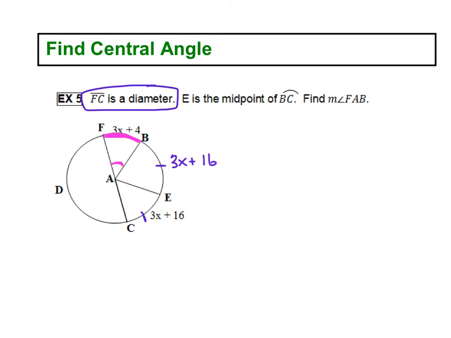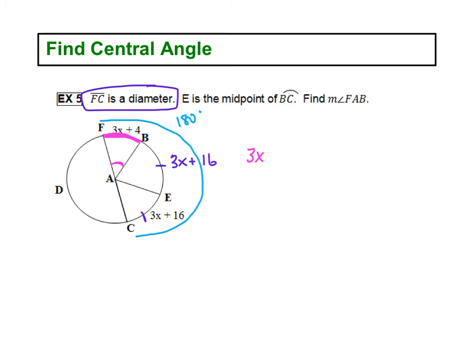FC is the diameter. What that means is that from here all the way over to here is a semicircle, which means that that arc is 180 degrees. And we have that divided into 3 segments. We've got 3x plus 4, 3x plus 16, and another 3x plus 16 that all equal that semicircle or 180 degrees. So what we're going to do is add up the 3 arcs.